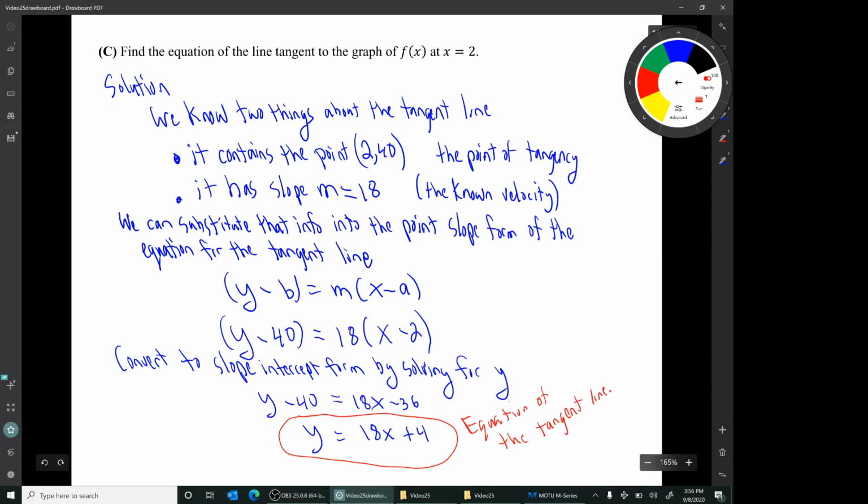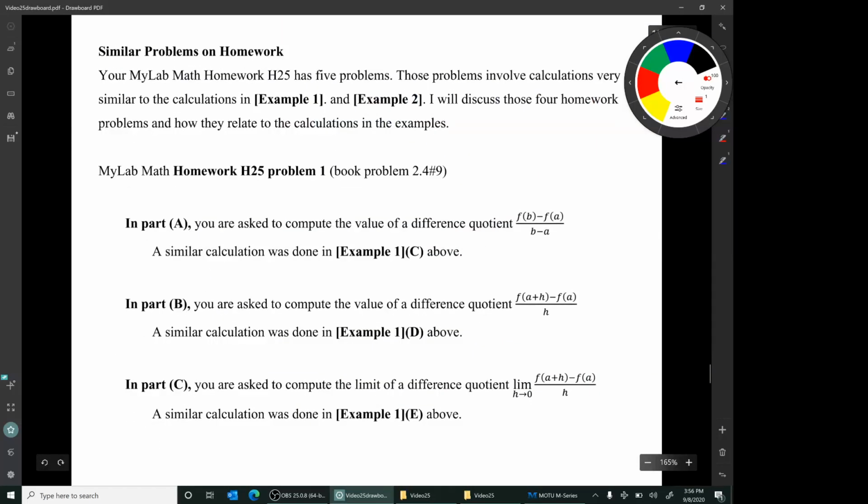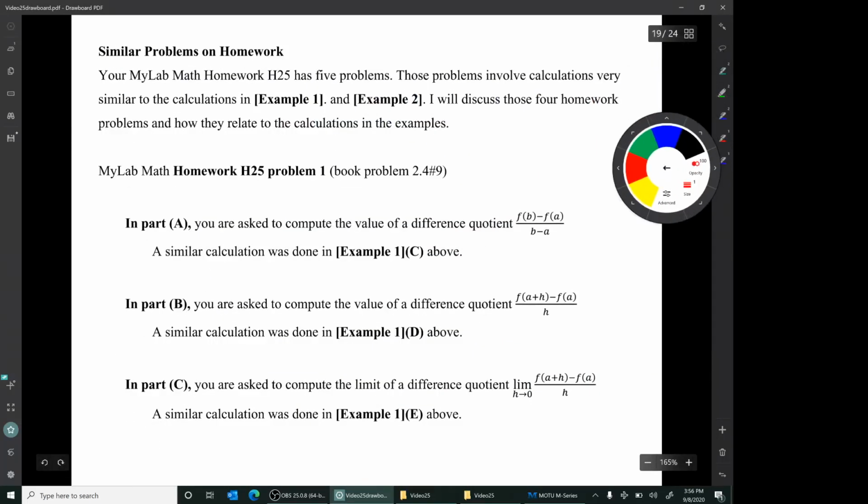So there's our equation for the tangent line. That's the end of this example. The last thing I want to do is discuss your homework 25. That homework has 5 problems.